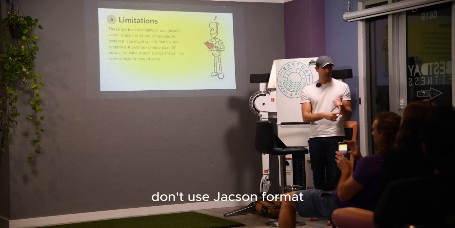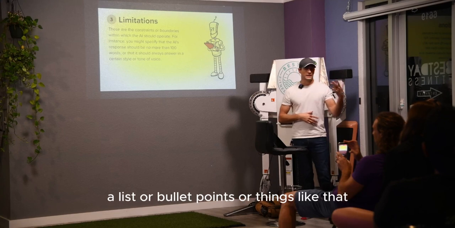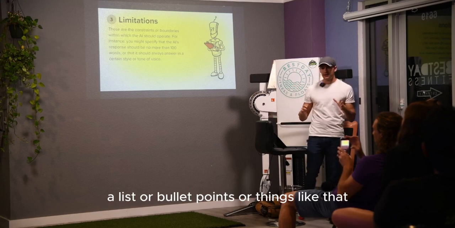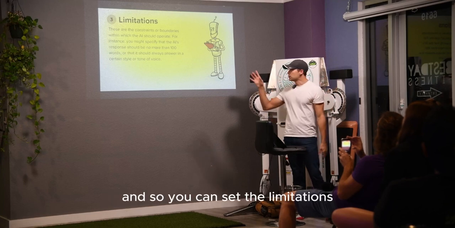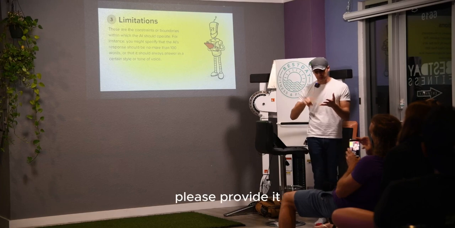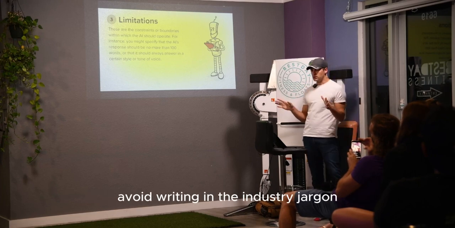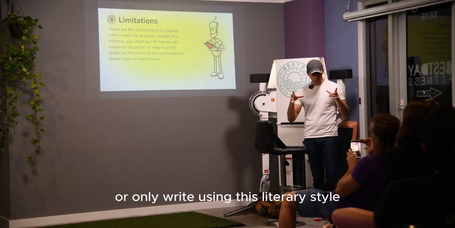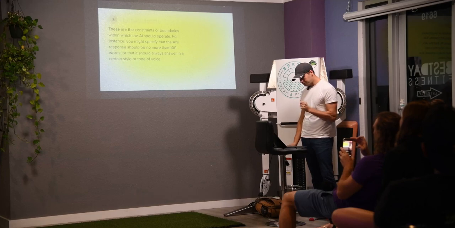Don't use JSON format. So a lot of times when you're asking for something and you're asking for things like a list or bullet points or things like that, it will give you a format that is all janky, right? And so you can set the limitations inside of the prompt to say, don't do it this way, please provide it in this direction, or write it in this tone of voice, avoid writing any industry jargon, or only write using this literary style. So limitations are very important.